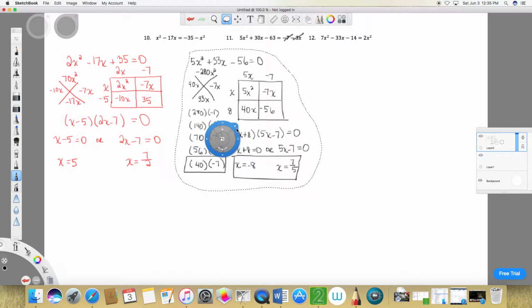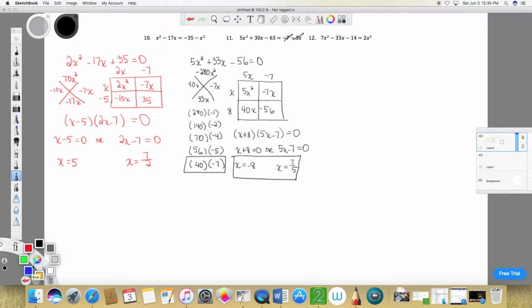All right. Let's take a look at this number 12. It's not in standard form. Let's subtract 2x squared from each side. We've got 5x squared minus 33x minus 14 is equal to 0. Again, the x method is probably going to prove useful.